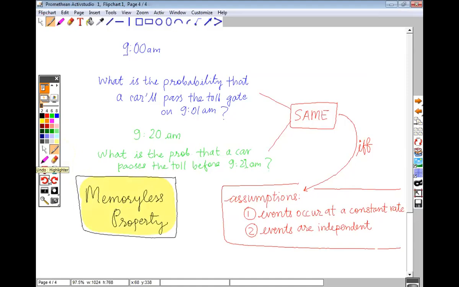So wait, who is this speaking? Maybe I'll get used to recognizing your voices. Anvaya, okay, yeah. Thank you very much. So actually, exponential distribution is the only continuous distribution which has this property known as memoryless property. And geometric distribution is one of the discrete distributions which has this property called memoryless.